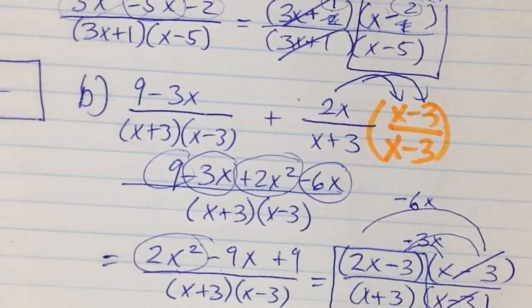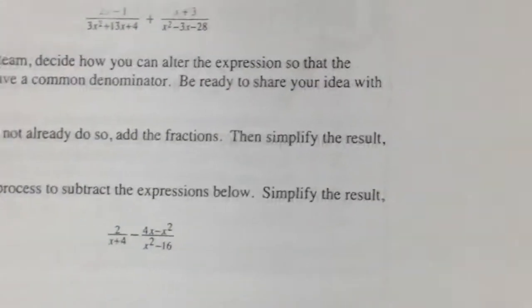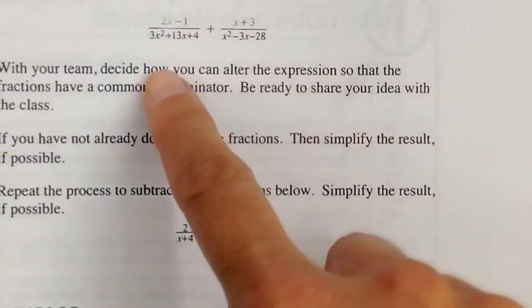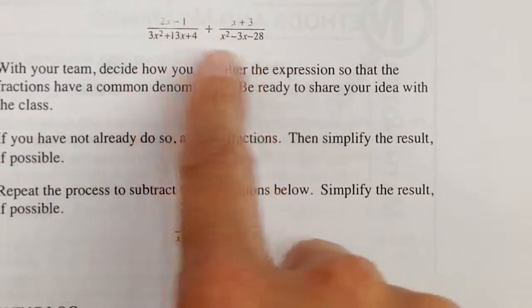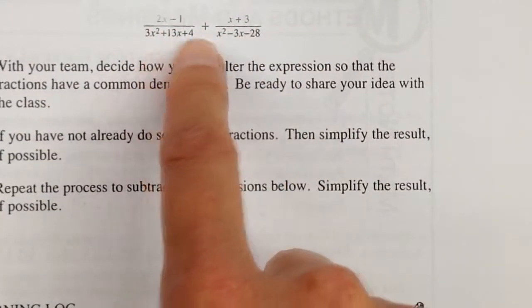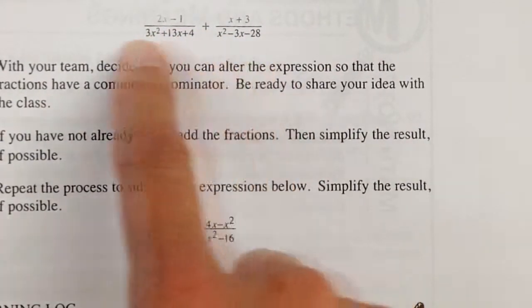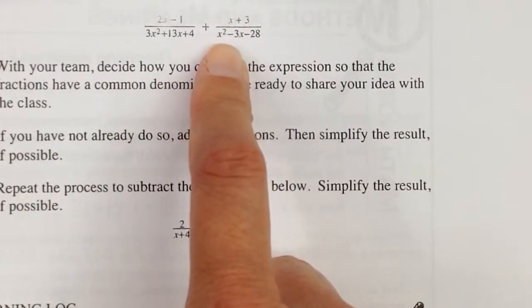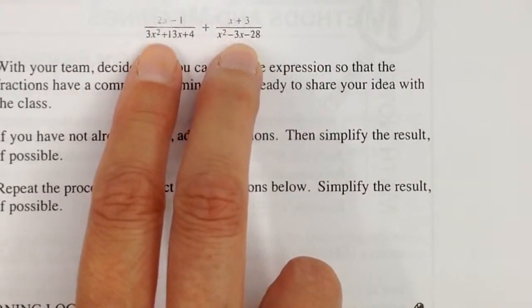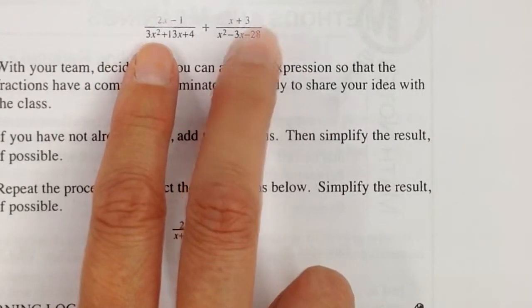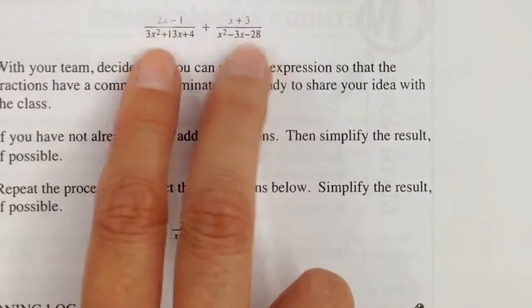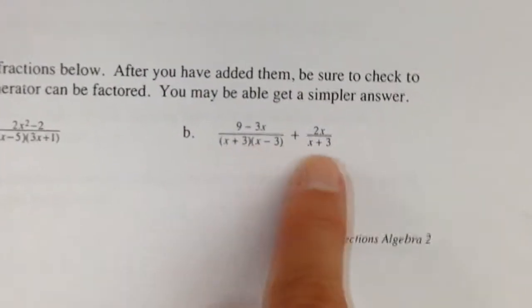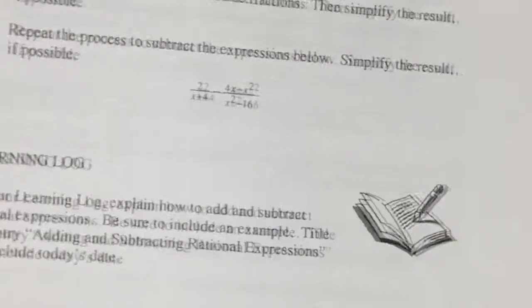One more, and that is 100. Okay, 100, we have, okay, these don't look alike at all. 3x squared plus all that, and x squared minus 3x. How do we find a common denominator? Well, guess what we're going to have to do to those denominators? Factor them, right? So we're going to factor them so that we can find something that they have in common. So we need to factor both of these first. Okay, so let's do that for 100.